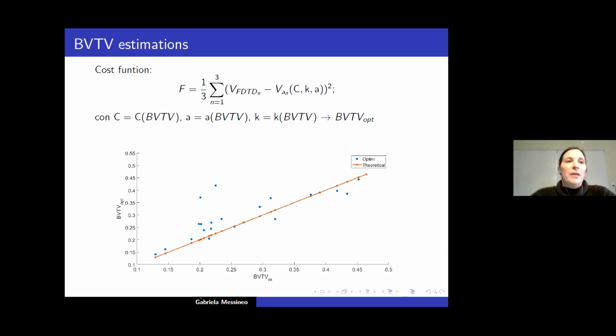So the cost function of the inverse problem is the mean square error of the velocities with all the analytical parameters as a function of the volumetric fraction of bone. And the minimization was implemented with MATLAB function fminmax, giving an optimal value of bone volume to total volume for each sample. In this figure, the optimized values of the volume fraction versus the measured values in the samples is shown, along with the theoretical line. We see that there is a good estimate in most of the cases, the error being around 18%, and with standard deviation of 25%.